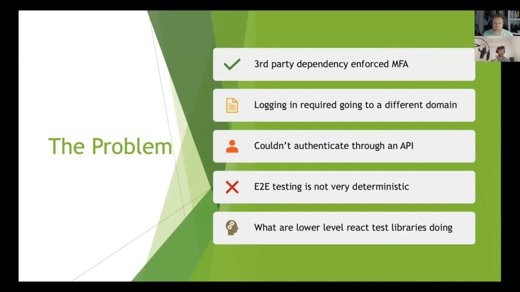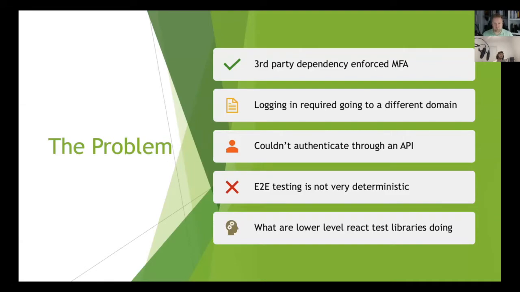So what was the problem that I was trying to solve with this framework? The question that I was trying to answer was: how can I provide fast, deterministic feedback when working with third parties? In this particular instance, we had a third party that was providing us our identity. And unfortunately for our team, this third party enforced MFA.